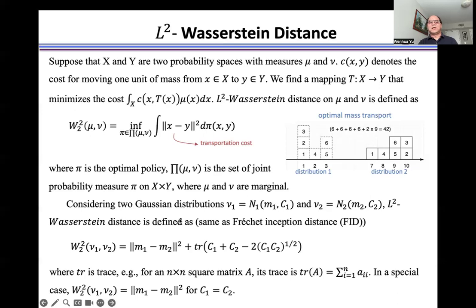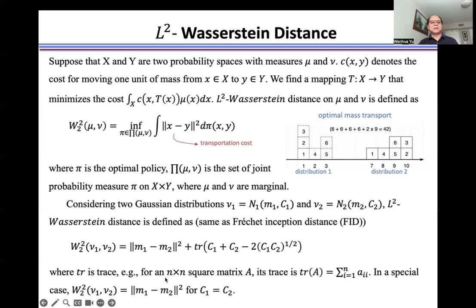Considering two Gaussian distributions, nu1 and nu2, the L2 Wasserstein distance is defined as a summation of two terms. First term is the squared difference of M1, M2, plus the trace of C1 and C2. Where tr is a trace, for example, for an n by n square matrix A, the trace is a summation of its diagonal elements.